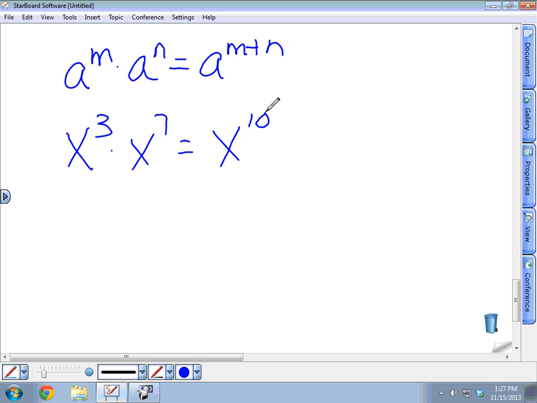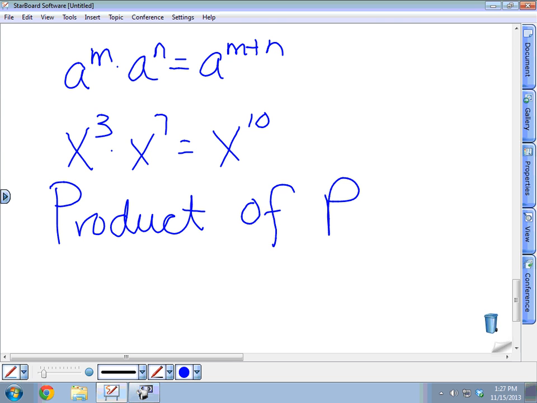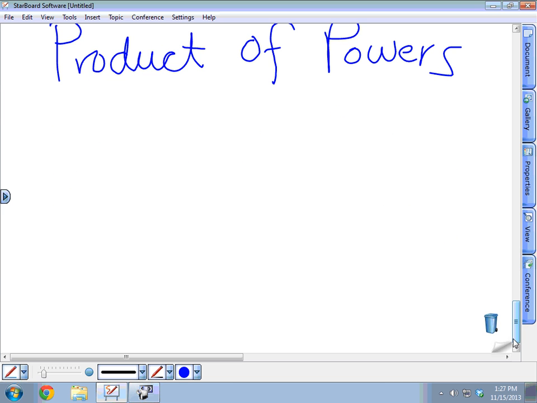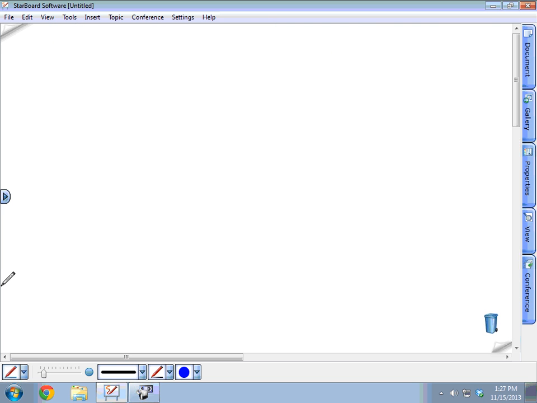So if I have a common base, and I'm multiplying those powers, I'm going to add the exponents and get x to the 10th. And this is called the product of powers, in case you see this in your directions so you know what they're talking about. We're multiplying two different powers. The product of powers, we add the exponents. Okay? Let's go to the next page. So that's that one.